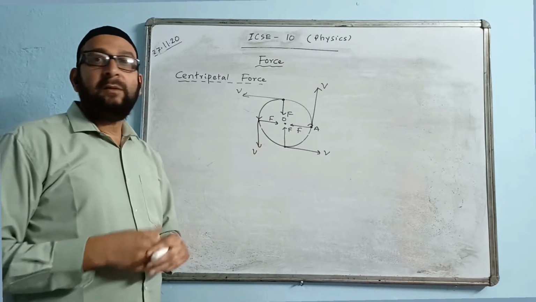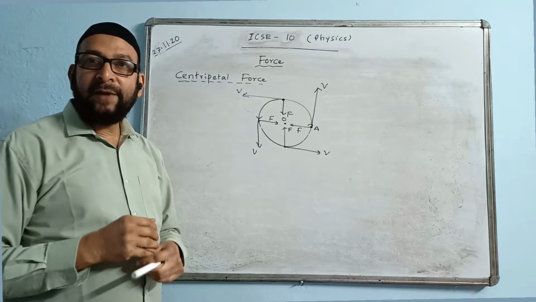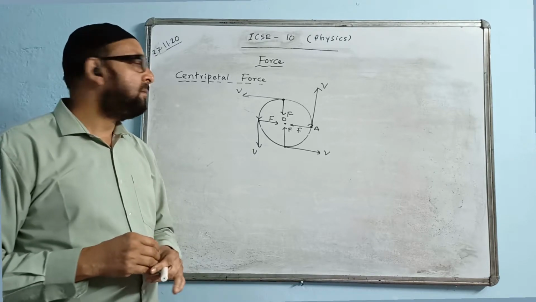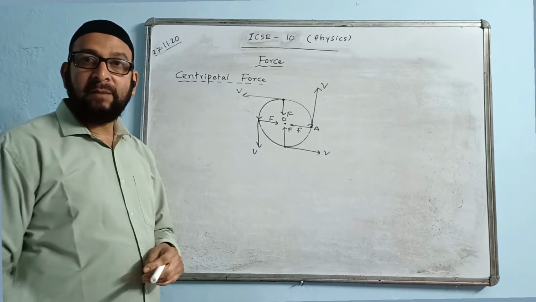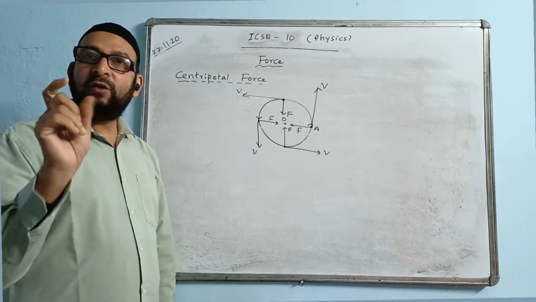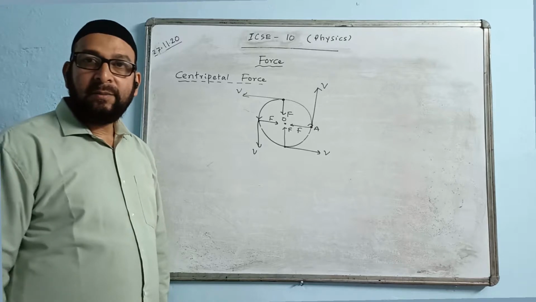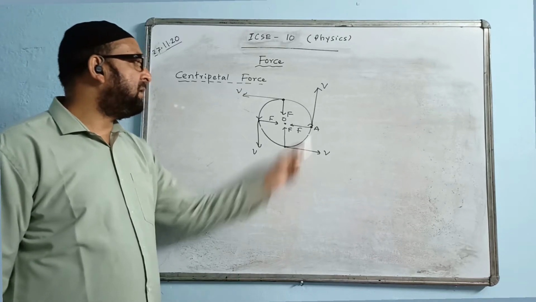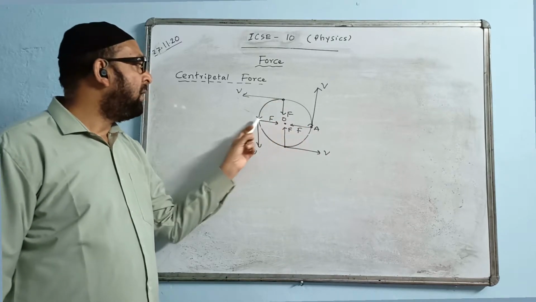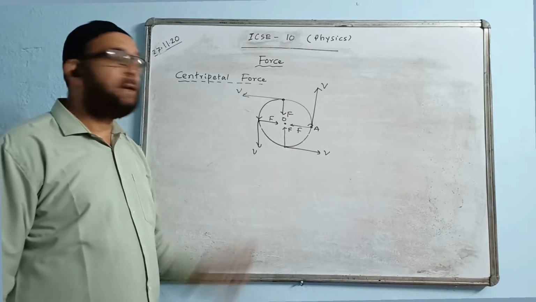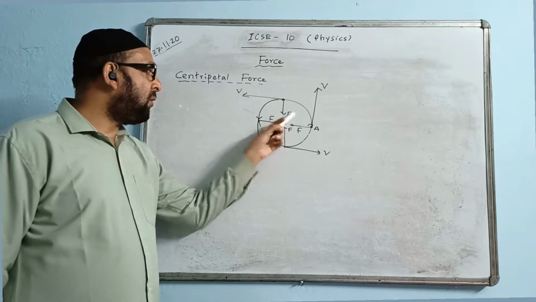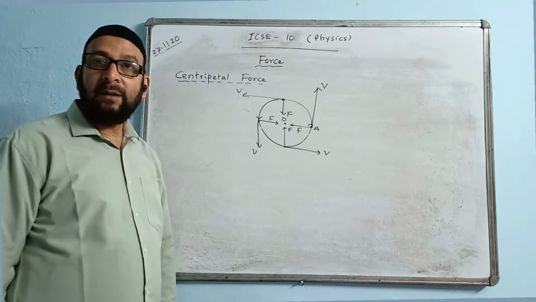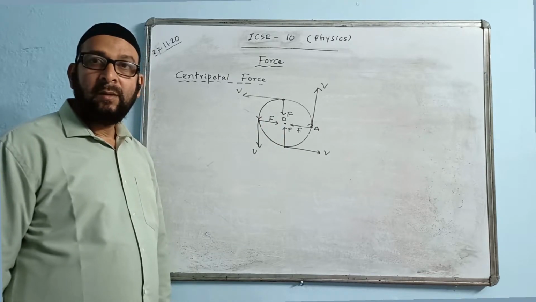Does the force remain uniform or variable? We say it is variable, because the direction is changing every time. The magnitude may remain the same, but the direction is changing. On the left side it is downward, on the right side it is upward. So the direction keeps changing. Such a force is called centripetal force.